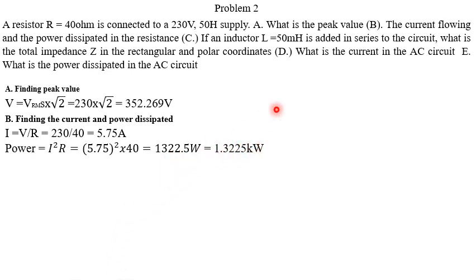Then they said an inductor L of 50 millihenry, that is 50 times 10 raised to the power minus 3, is added in series to the circuit. What is the total impedance in rectangular form and polar coordinates? So here we need to calculate the impedance in both forms. We have to redraw the circuit. The resistor is in series with the 50 millihenry inductor.